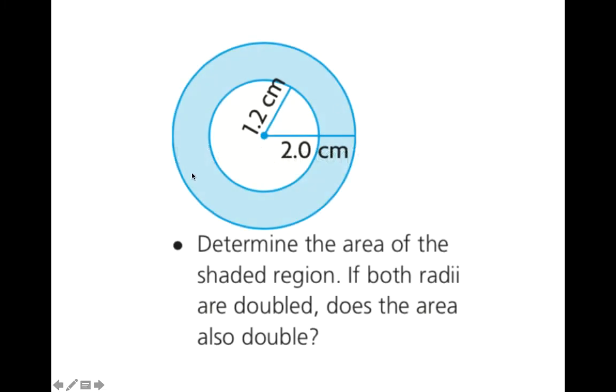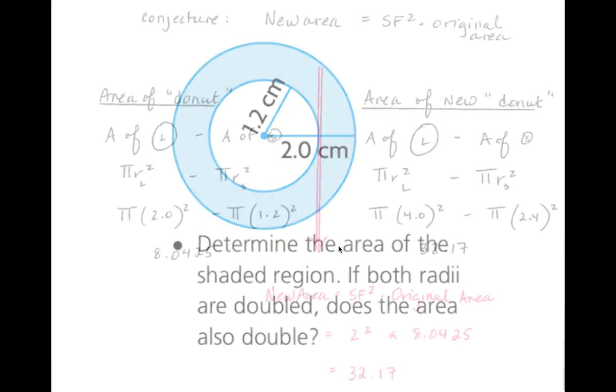So we're going to use a shape like this one where we're trying to find the area of this donut shape, the blue shaded part. I know that I have a radius of 2 and a radius of 1.2. I want to find the area of this shaded part. And then I'm going to check to see what happens if I make these radii twice as big. So instead of 2, I make this one 4, and instead of 1.2, I make this one 2.4. So let's see if our conjecture is actually going to work or not.